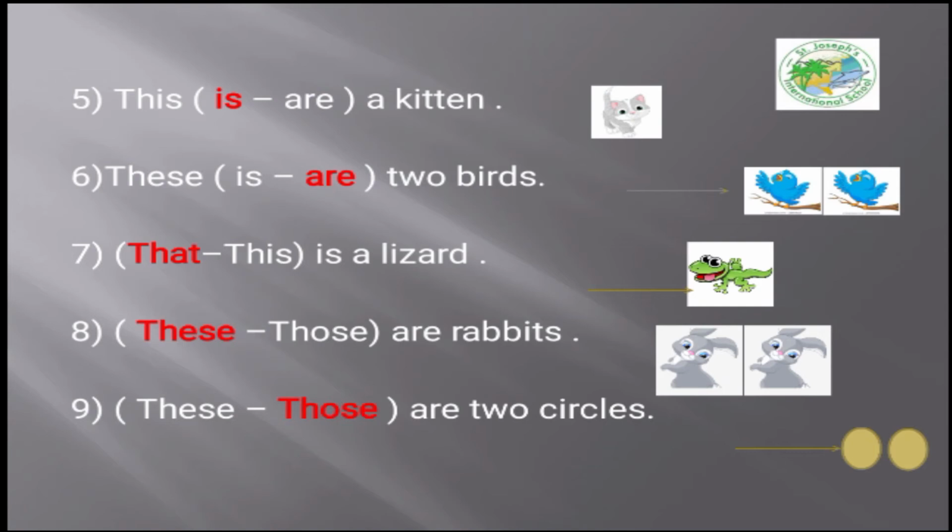Here we have two circles and they are far from the sentence. So we choose these or those. Of course, we're gonna choose those.